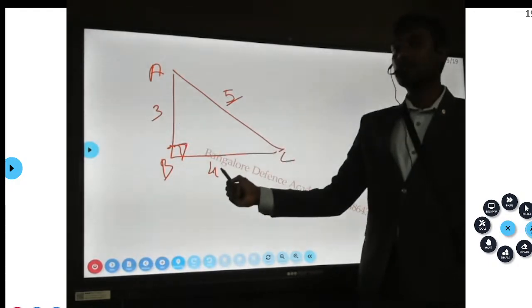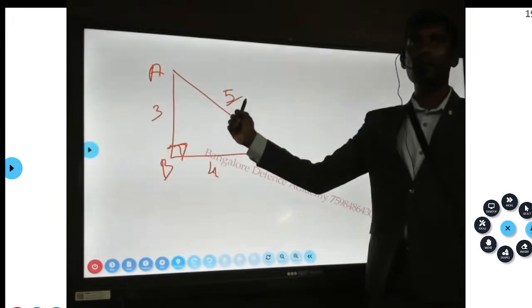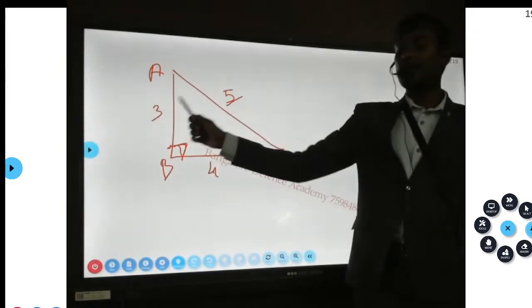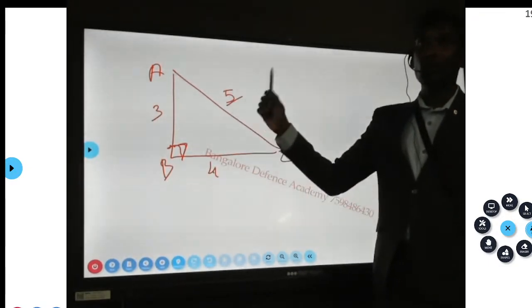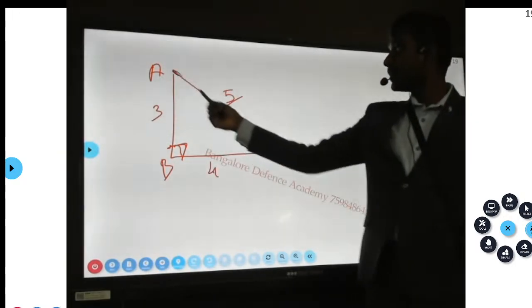Next, 5 minus 3? 2. Greater than or less than 4? Less than. 4 minus 3? 1. Greater than or less than 5? 5 minus 4? 1. Greater than or less than 3? When you subtract any two sides, it will be always less than the third side. Okay. Hypotenuse will be the lengthiest side.